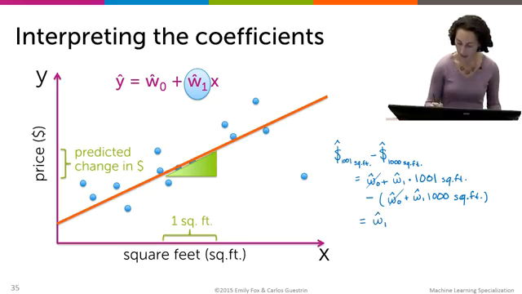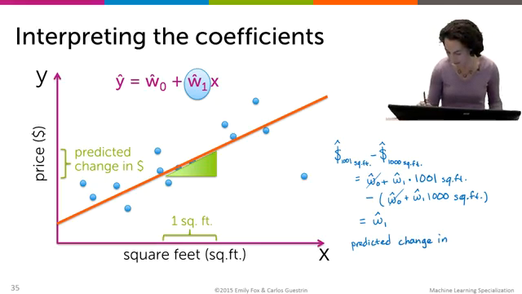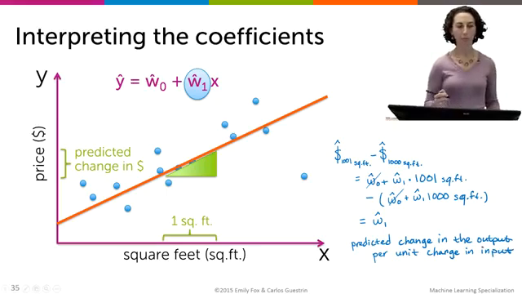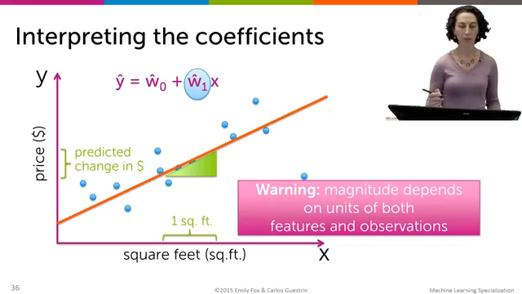So again, w hat 1 represents the predicted change in the output per unit change in the input. Okay, so that's how we're going to interpret w hat 1.